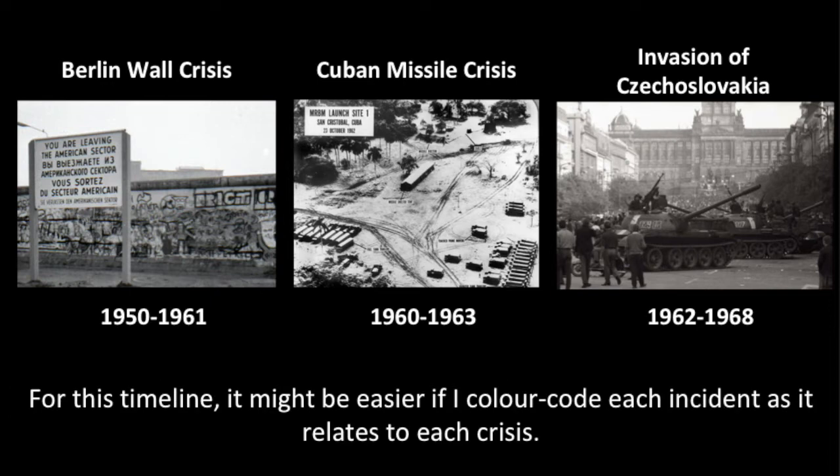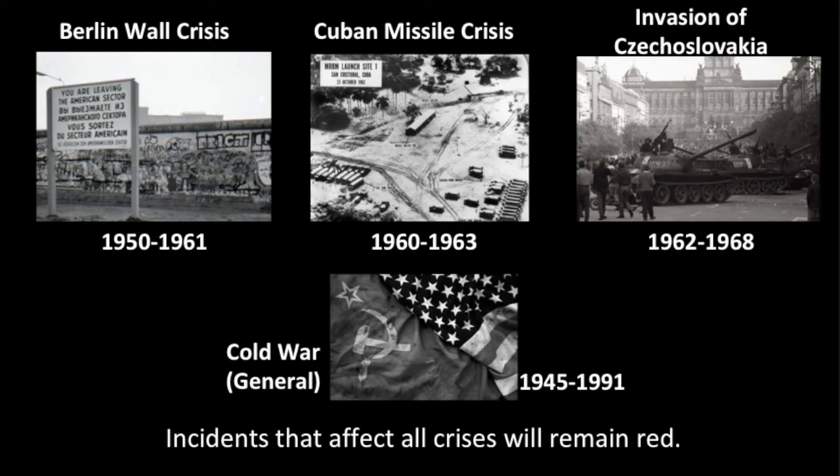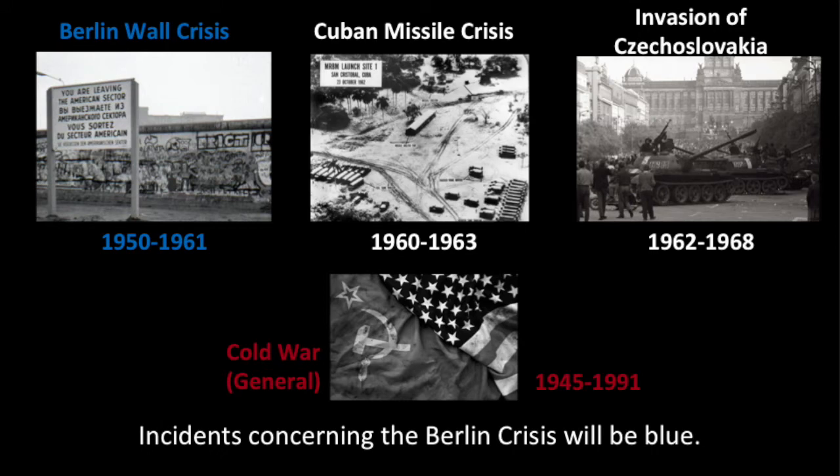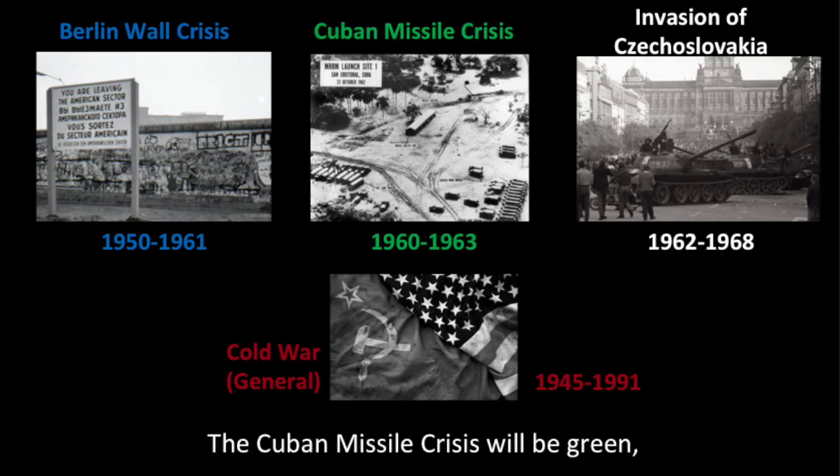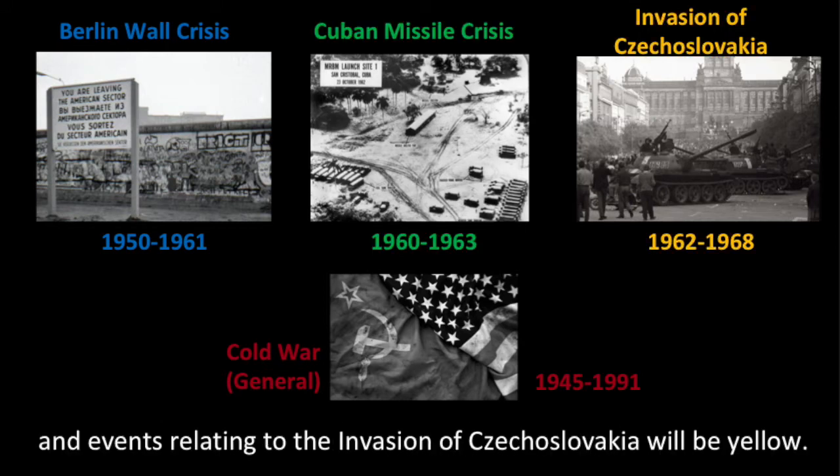For this timeline, it might be easier if I colour-code each incident as it relates to each crisis. Incidents that affect all crises will remain red. Incidents concerning the Berlin crisis will be blue, the Cuban Missile Crisis will be green, and events relating to the invasion of Czechoslovakia will be yellow.